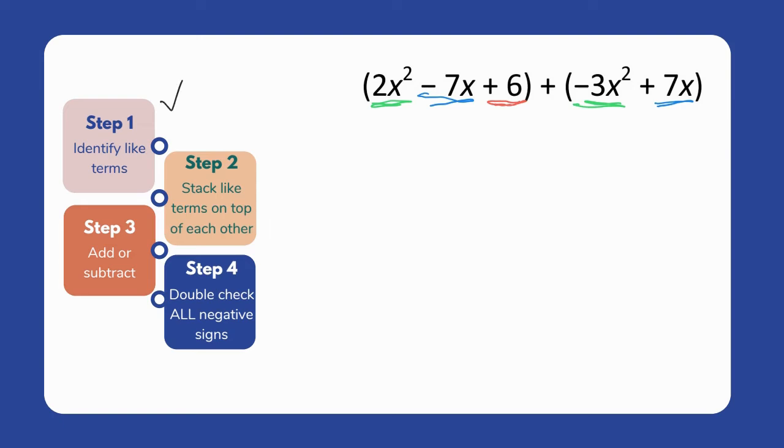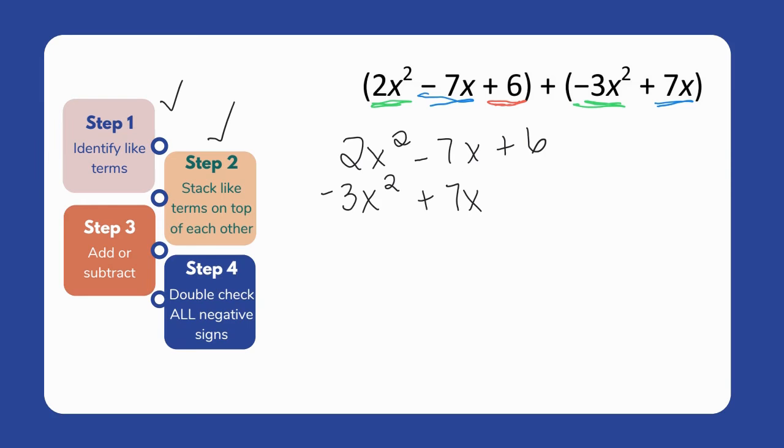So we did step 1. Step 2, we're going to stack our like terms on top of each other. So let's go ahead and do that. We have 2x squared minus 7x plus 6. So right below this, I'm going to stack negative 3x squared and positive 7x. And then again, positive 6 doesn't have a like term. So we stacked our like terms on top of each other.